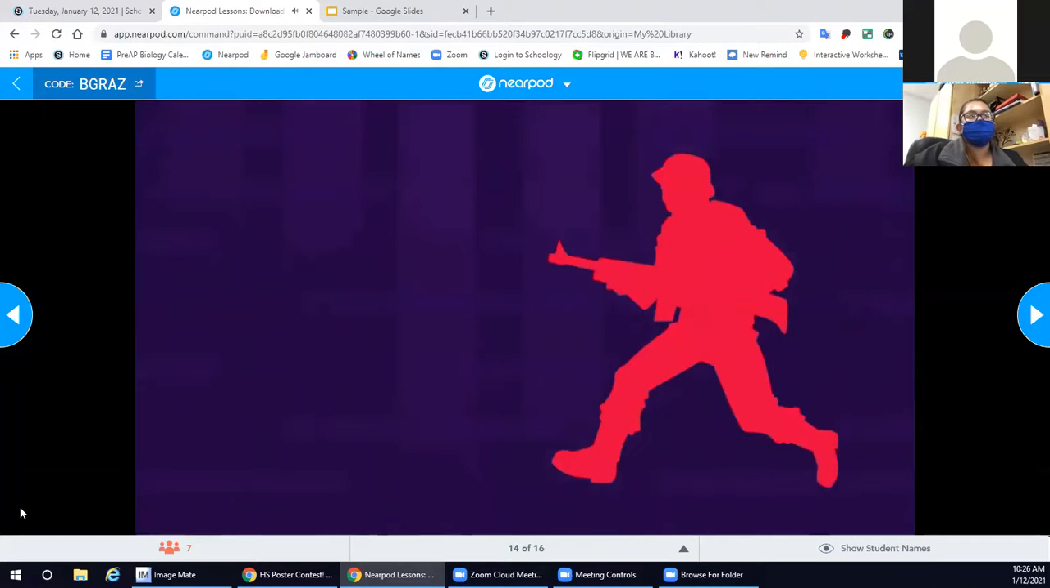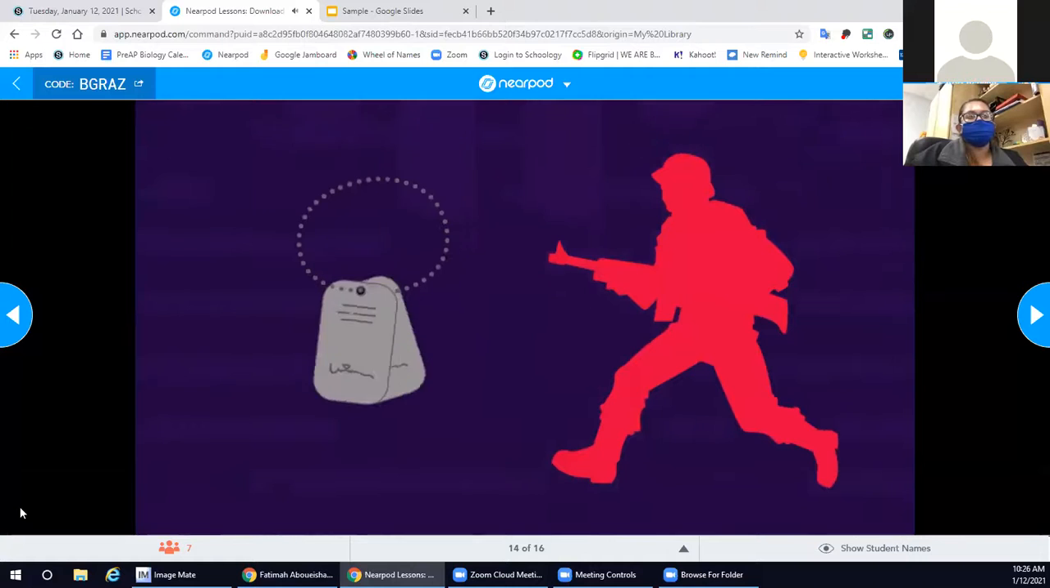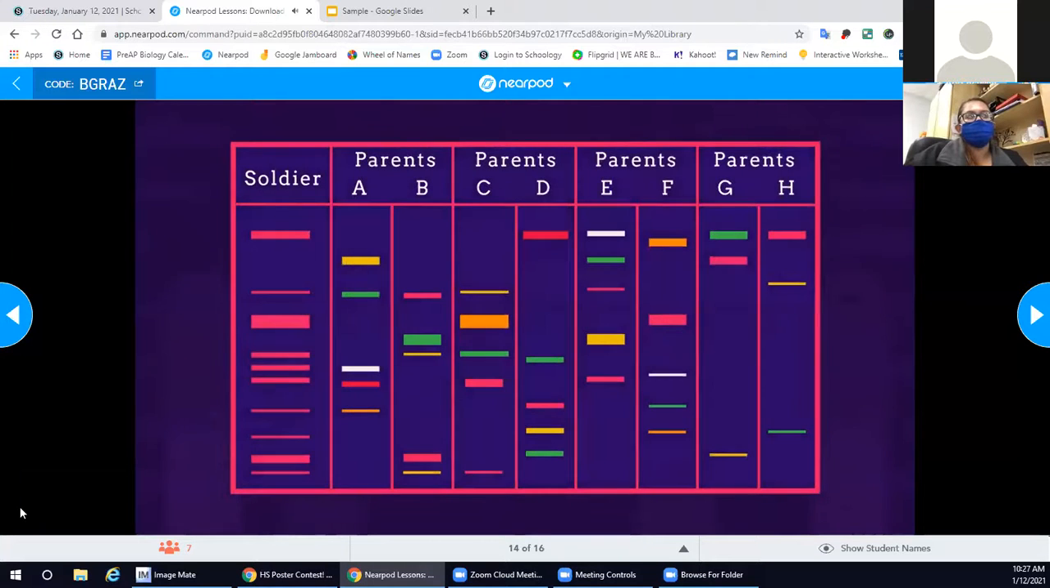Let's try another. A soldier has been killed in an explosion and has lost his dog tags that identify him. 3 soldiers are missing from their unit, so the army asks the 3 sets of parents for a DNA sample so that they might compare it to the soldier's DNA and therefore make an identification. Remember, the soldier will only share half of his DNA with each parent. So which set of parents is the soldier the son of? Pause the video while you decide.